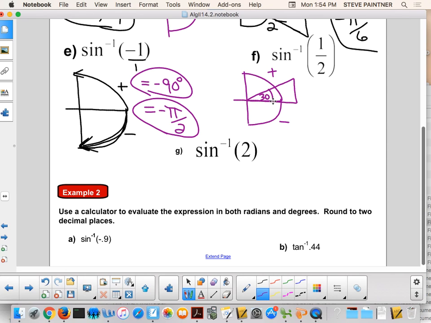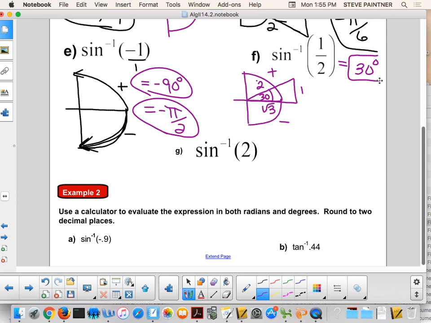If you think it's 30, you should actually draw the triangle and put your numbers in. 1, 2, square root of 3. And then you should ask yourself, does this even make sense? Sine of 30, is sine of 30 1 over 2? Yeah. So that ratio, inverse sine of that ratio, should pump out what angle? 30 degrees.